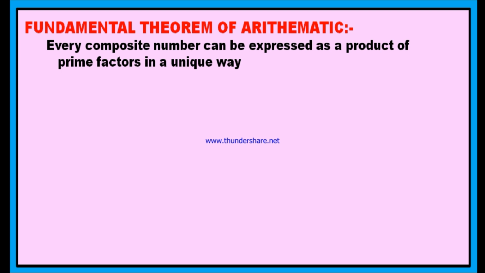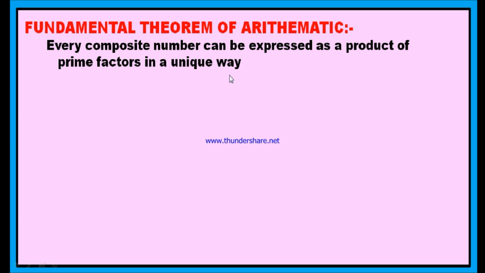You may try to understand. First of all, what is a composite number? A composite number is a number which has more than two factors. A number with exactly two factors is called a prime number, and a number which has more than two factors is called a composite number. Now every composite number can be expressed as a product of prime factors in only one way.